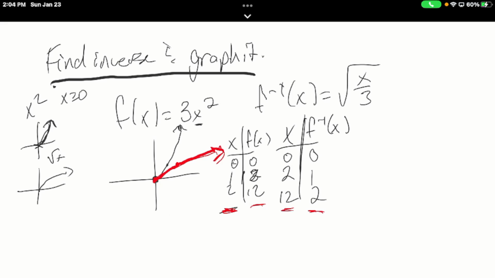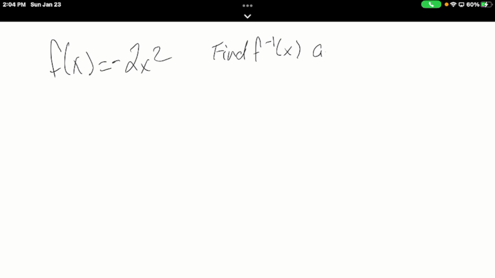Okay. So let's practice it with, I'm actually going to give you one to practice first. So let's say I give you a function like negative 2x squared. Okay, and I ask you, find the inverse and graph it. Okay, so I'm going to let you try that first, see what you get, and then see if your work matches up with mine.